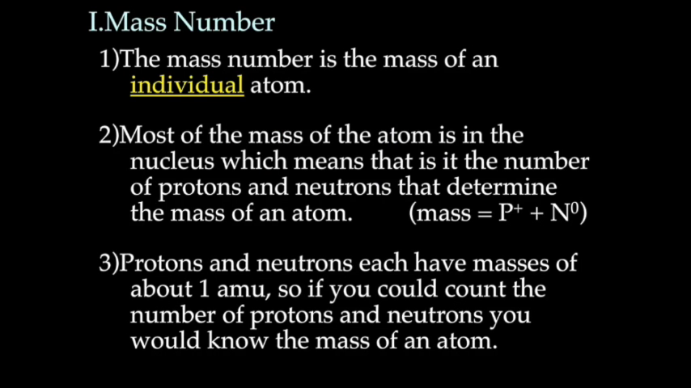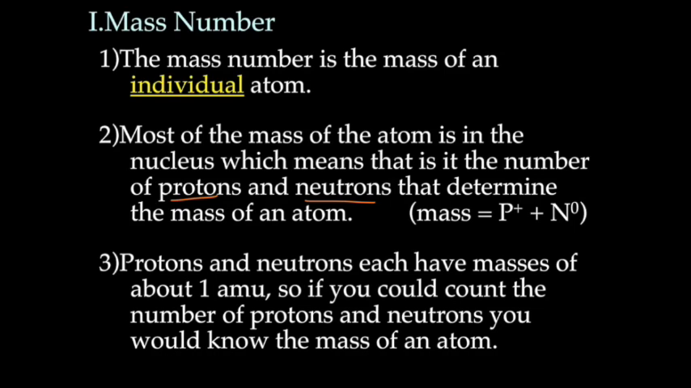We'll start with talking about mass number, which is something we discussed yesterday. The mass number is the mass of an individual atom. Okay, so we're talking about how much one single atom weighs. And hopefully, as you know from yesterday, most of the mass of the atom is in the nucleus, which means that it's actually just the number of protons and the number of neutrons that determine the mass of the atom.